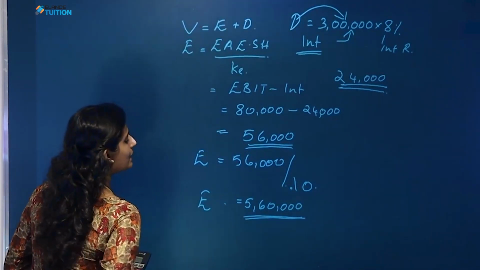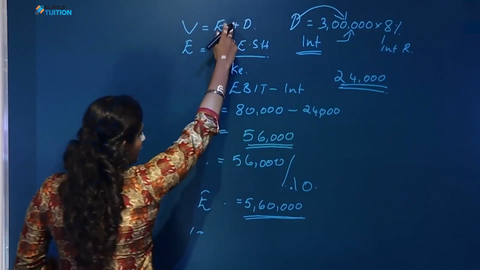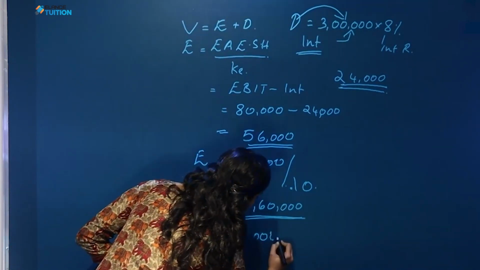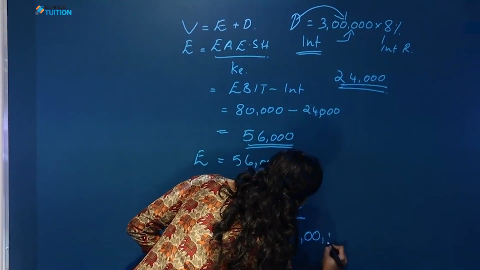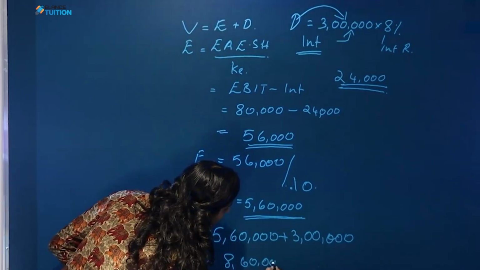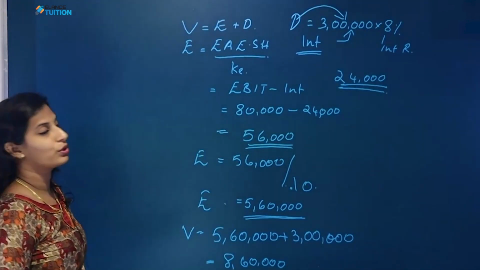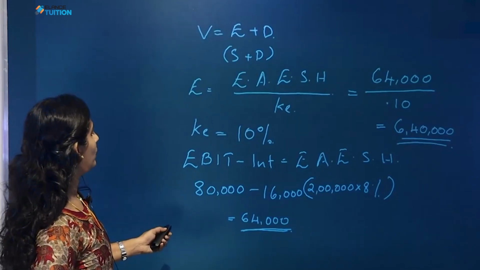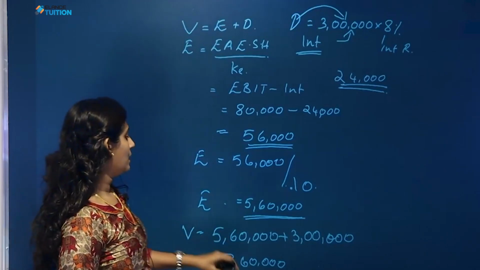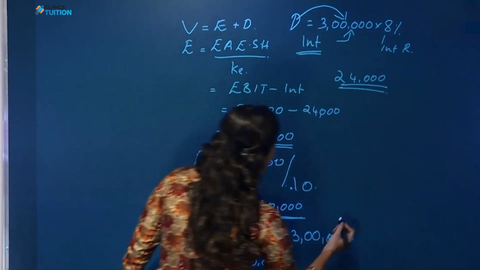What is E? 5,60,000. Then V is equal to E plus D, and we know that D is 3 lakh and E is 5,60,000. So 5,60,000 plus D, that is 3 lakh, and value is 8,60,000. So there is a small change in the value too. What did the value change to? It changed to 8,60,000. What was the value at first? 8,40,000 and now value is 8,60,000. Then not only value, we also need to find KO.